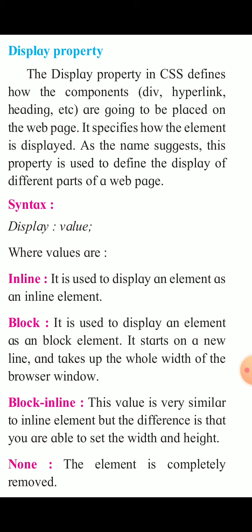Display colon value. There are in total 4 values: inline, block, inline-block, and none. Inline is used to display an element as an inline element. Whatever elements we have written, if you use display: inline on them, then that content will be written in a single line. Although we have used different paragraphs there, if you assign the display property with the value inline, then all the content, all the elements will appear inline.